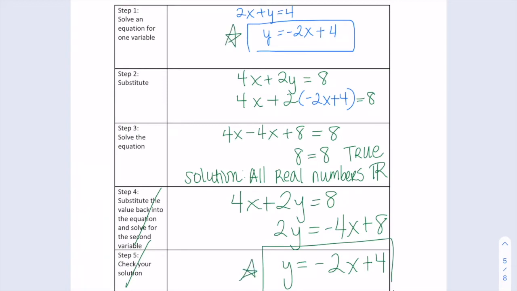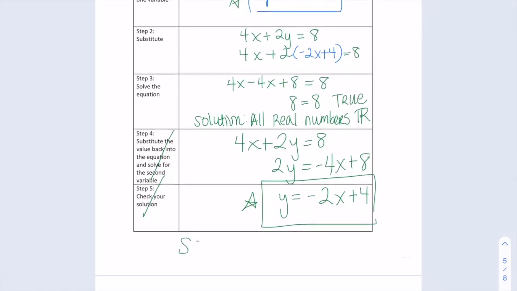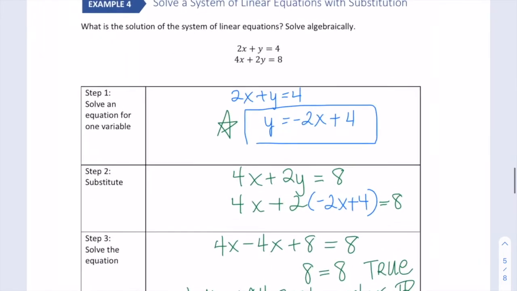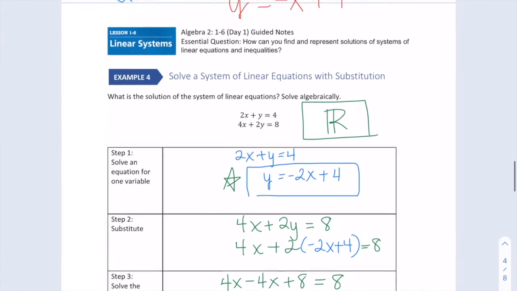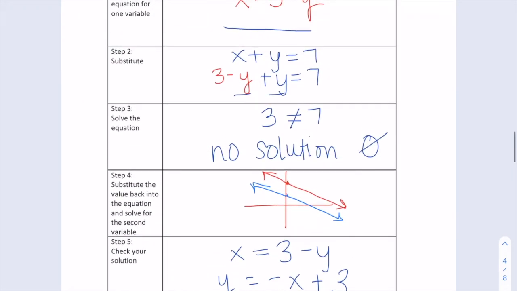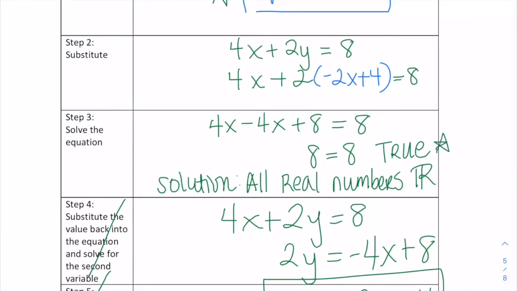So the equations up here are two different ways to write the equation for the same line. So since these are the same line, it means that all the numbers will work. So we can say all real numbers for your solution. So remember, when the solution is false, like this one, 3 does not equal 7, that will be no solution. And when the solution is true, the solution will be all real numbers.